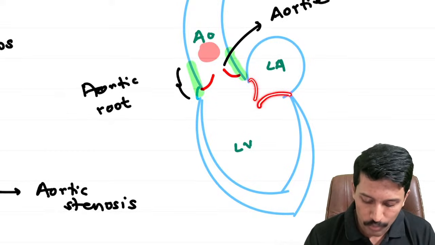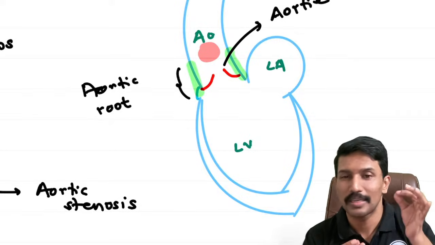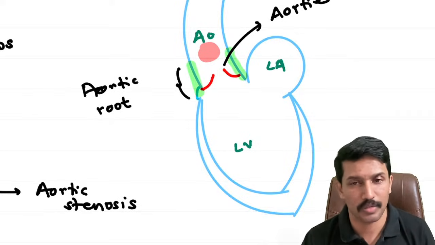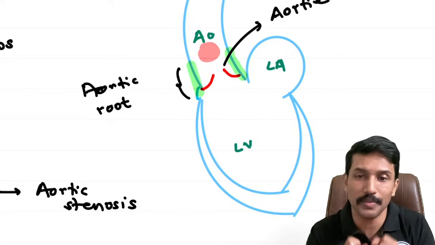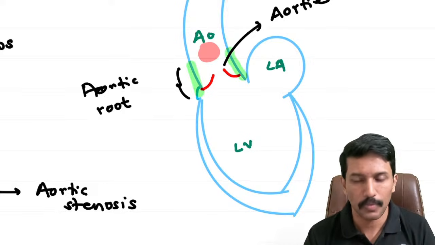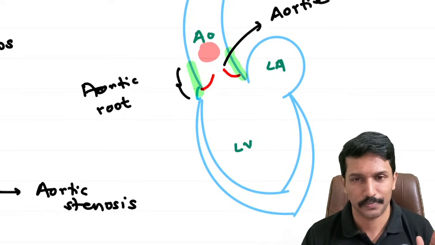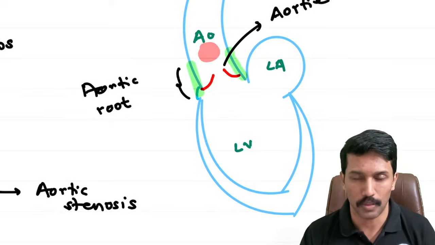The mitral valve closure and the tricuspid valve closure make a sound, we call it S1. And aortic valve closure and pulmonic valve closure make a sound, we call it S2. So S1 and S2 are because of the closure of the valves. If the valve is normal, when it opens, it makes no noise. Opening is noiseless if it is a normal valve.